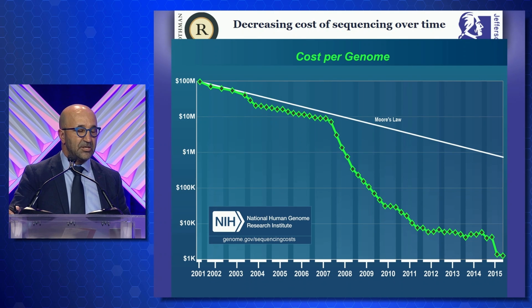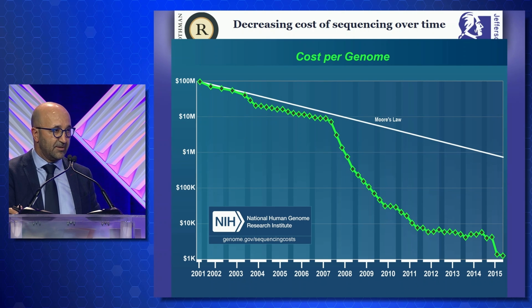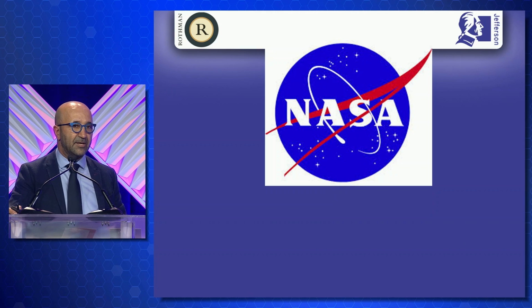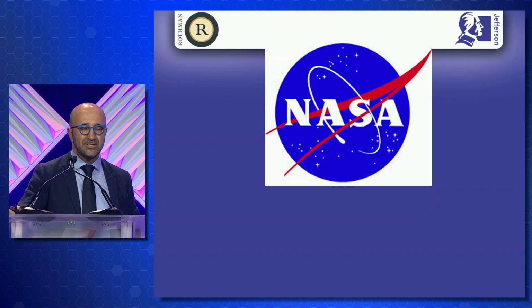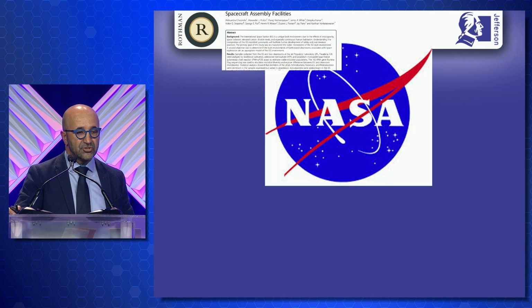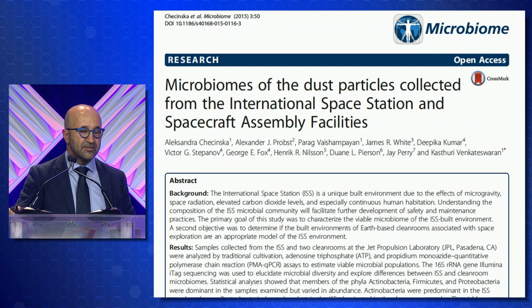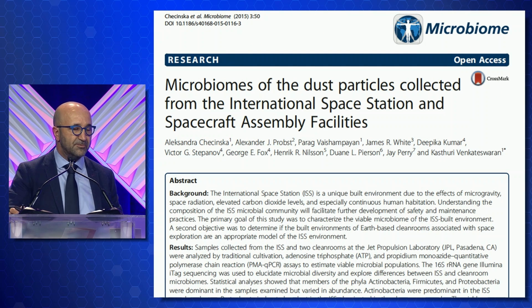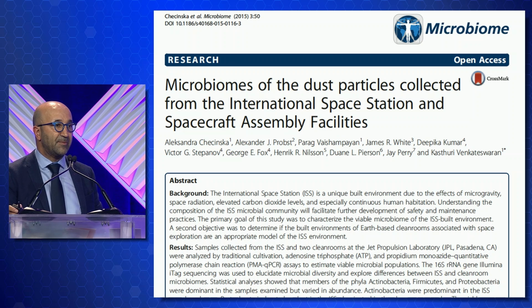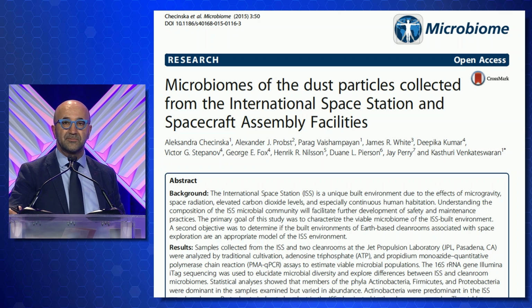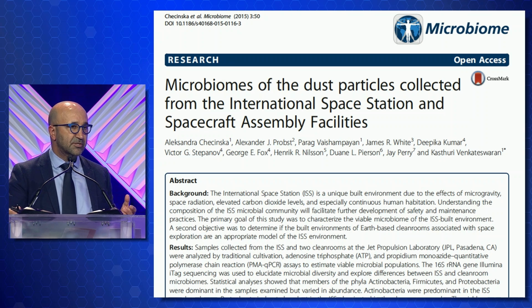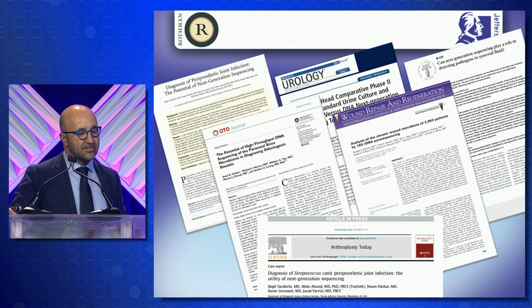The cost of sequencing has declined rapidly, as you can see from this NIH grant, which has made this a clinical entity. And organizations like NASA use next-generation sequencing to explore the outer galaxy. These are the microbiomes of the International Space Center that were brought back, and they have looked to see what organisms exist out there. And many of these organisms, none of us in this room can spell or pronounce their names.